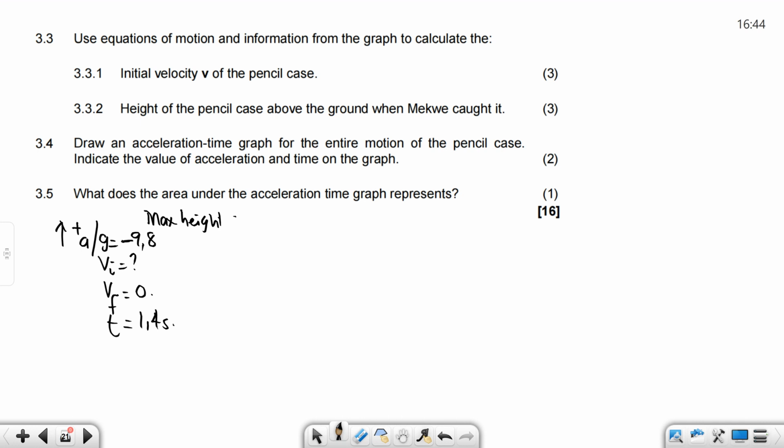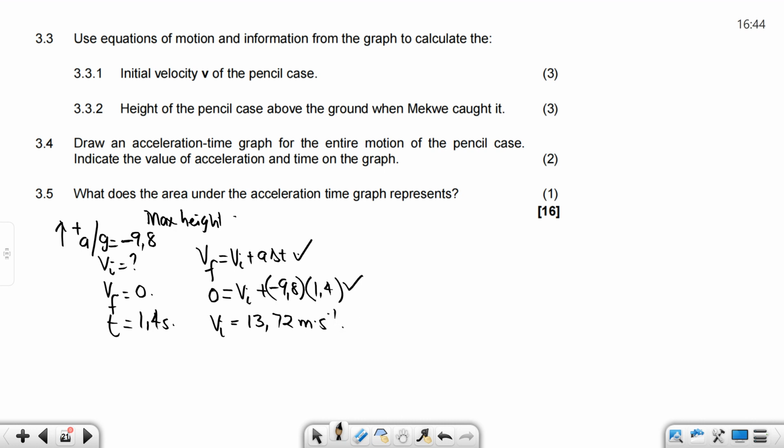So I think there's a formula here, right? What's the formula? Vf equals Vi plus a delta t. What's our Vf? 0. What's our Vi? Unknown. Plus negative 9,8. And what's our time? 1,4. What is our answer for Vi? Meters per second. And that's it. 3 marks there. 1, 2, 3. So it's all about making a list and having a boundary.